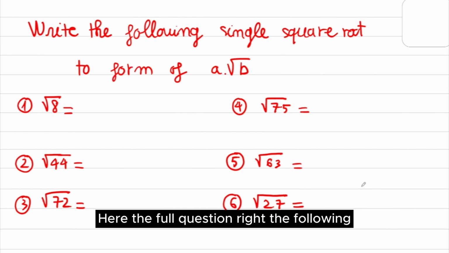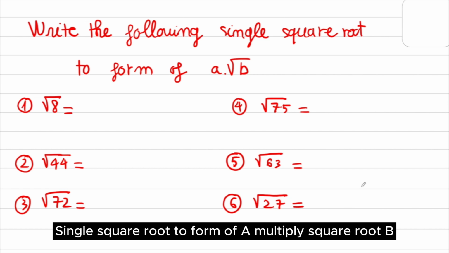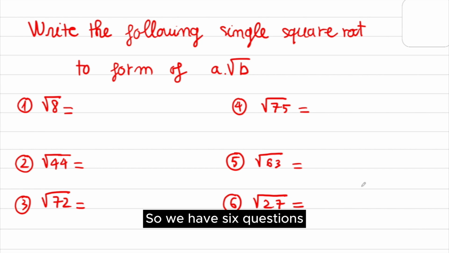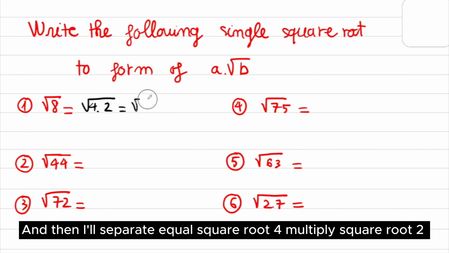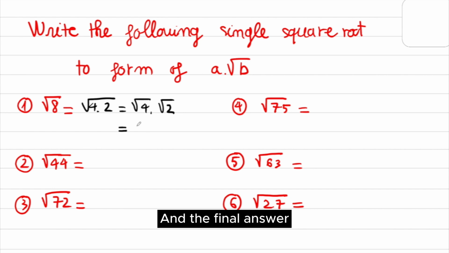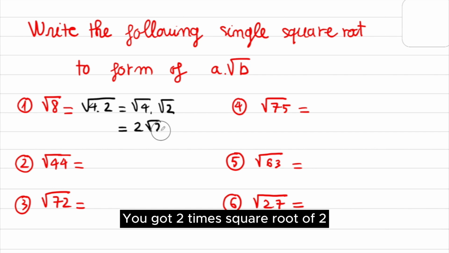Okay, here is the full question. Write the following single square roots in the form A multiplied by the square root of B. We have 6 questions following. Example 1, you got the square root of 8. I will factorize 8 into 4 times 2, and then separate the square root of 4 multiplied by the square root of 2. The final answer is 2 times the square root of 2.